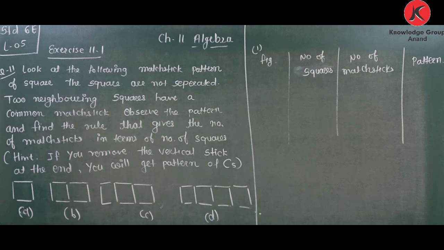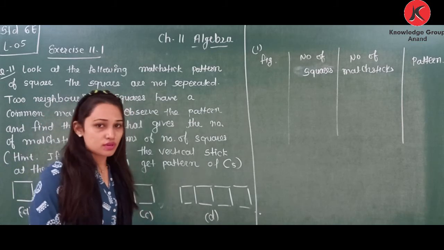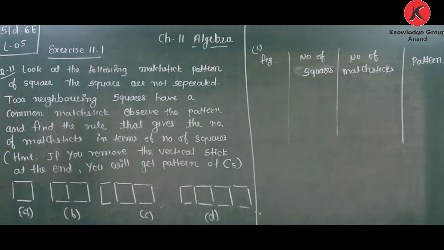Look at the following matchstick pattern of a square. The squares are not separated. We already learned about the matchstick pattern for different alphabets in the previous video. Here the pattern with matchsticks of squares is given, and the squares are not separated. Two neighboring squares have a common matchstick. Observe the pattern and find the rule that gives the number of matchsticks in terms of the number of squares.